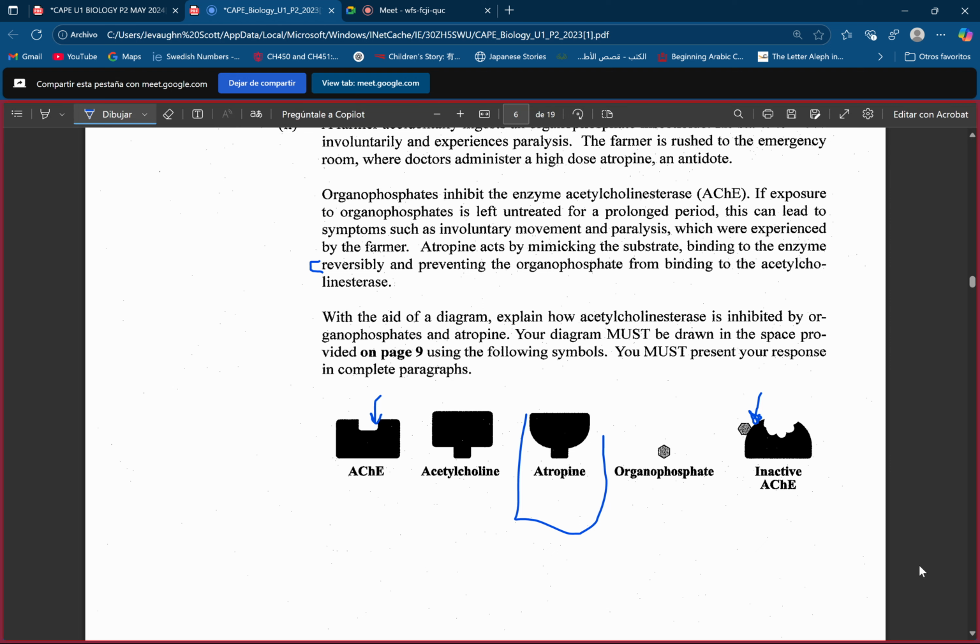Alright? Make sense? Competitive binds to the active site. Non-competitive binds to the allosteric site. That's the difference. Right? So since the atropine is shaped like this, using the lock and key hypothesis, we'd know that the atropine would be a competitive inhibitor. Right? So we know about that specifically, while the organophosphate would be a non-competitive inhibitor.